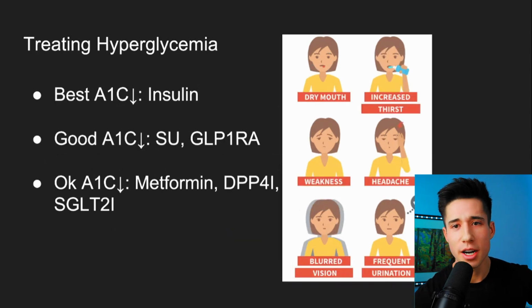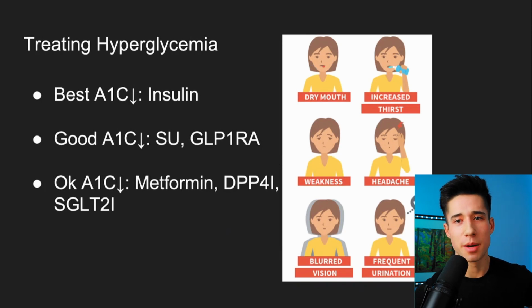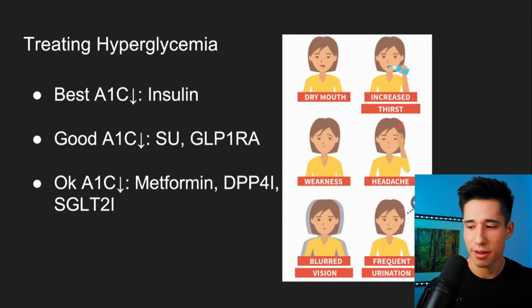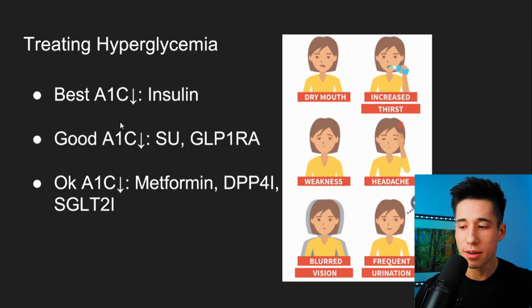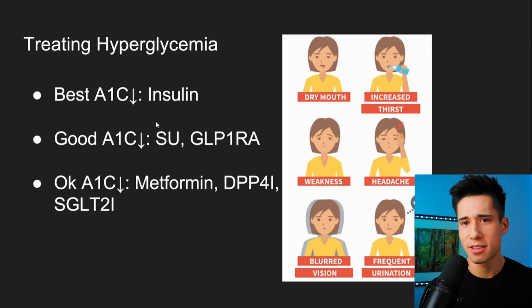Okay, so let's talk now about treating hyperglycemia. When it comes to treating hyperglycemia, again, we're going to be measuring glycemia by A1c, so A1c lowering effects. The best drug for A1c lowering is obviously going to be insulin. You can pretty much titrate that to infinity, and these days we have so many different types of insulin. Yeah, we really have lots and lots of different insulins to choose from these days.